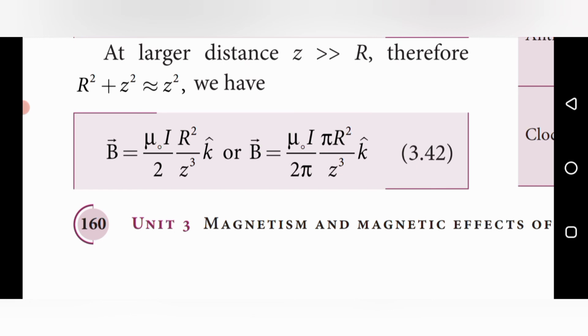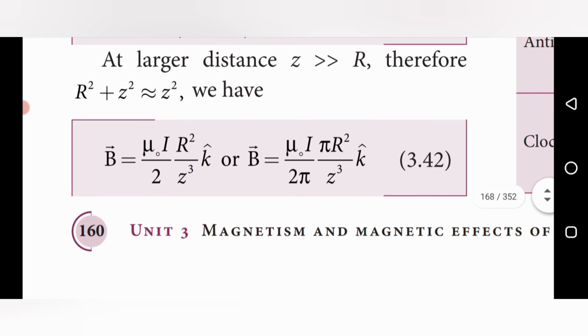Then you have to rearrange the equation. We make a small adjustment, that is, multiply and divide by pi. Suppose we cancel this 2 value, the equation must be in the previous form, so that's why we multiply and divide by pi. So B vector is equal to mu naught I pi R square divided by 2 pi Z cube into A cap. So this is the equation.